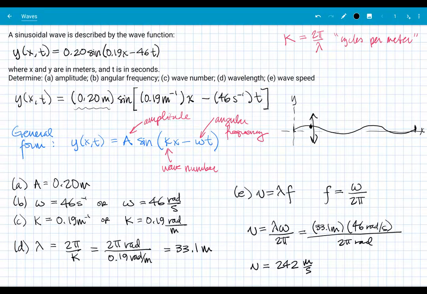And right away I notice that, oh, that's a constant. Yes, that wave speed is going to be a constant value. There's only one thing that can change the wave speed, and that is if we change the medium. I'm going to say that again. There's only one thing that can change the wave speed, and that is if we change the medium. The wave speed depends on the medium only.